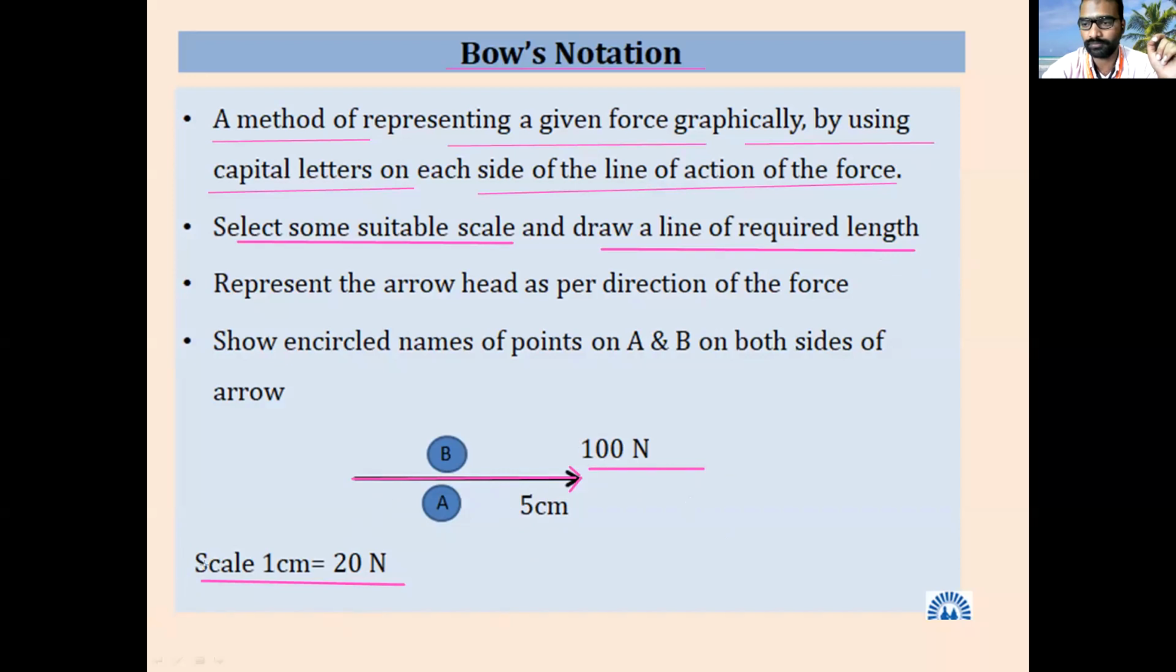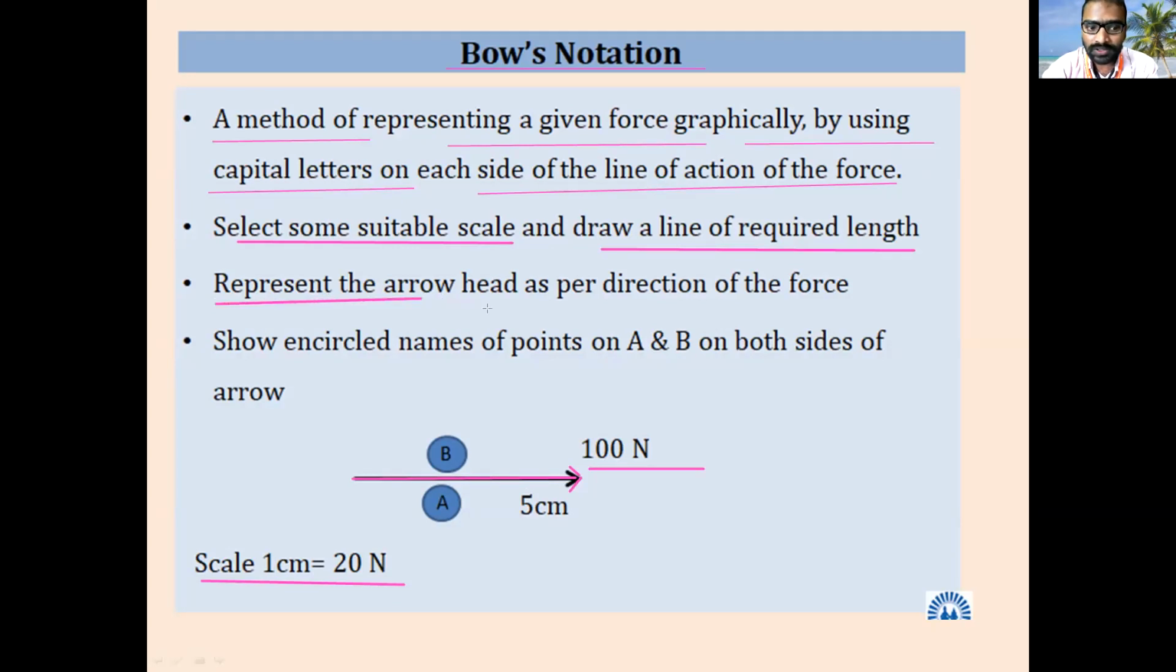So you have to adopt this scale. Okay, this is important. You have to adopt any scale. You can adopt 1 centimeter is equal to 20 Newton, or you can go for 1 centimeter is equal to 10 Newton also. If it is 10 Newton, then what will be the size of the arrow? 10 centimeter. If 1 centimeter is equal to 50 Newton, then 100 Newton is equal to how much? 2 centimeter. Okay, 2 centimeter. So the second point is select a suitable scale and draw the line of required length.